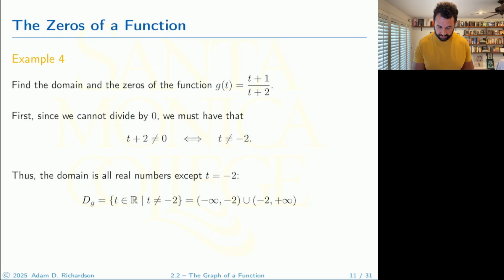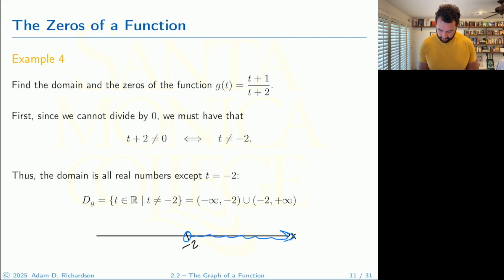Maybe I'll draw a quick picture of it. Here's the real line, x. Here is the point, -2. What is the domain? Well, we're skipping -2. We're going that way, and we're going that way. That's what it looks like visually. Right. So we found the domain. Now let's find the zeros.